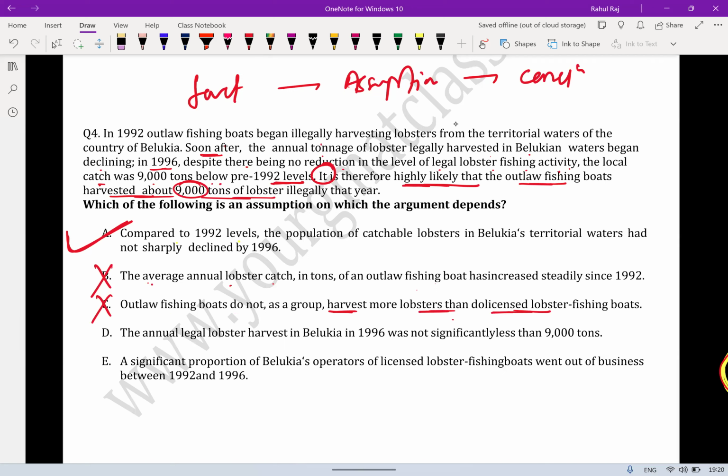D says the annual legal lobster harvest in Belokia in 1996 was significantly less than 9,000. If I negate it, the annual legal lobster harvest in Belokia in 1996 was not significantly less than 9,000. With what reasoning can I eliminate this option in 2 seconds? Anyone? Tell me a reason to eliminate this option. A simple reason why we should eliminate this. Is there any statistical data given to you? What was the legal catch and illegal catch? Tell me, what was the legal catch?